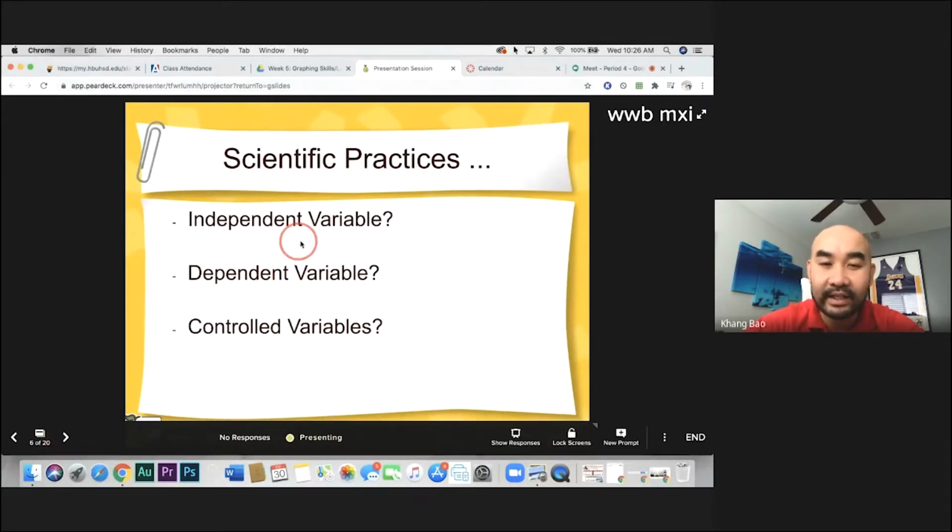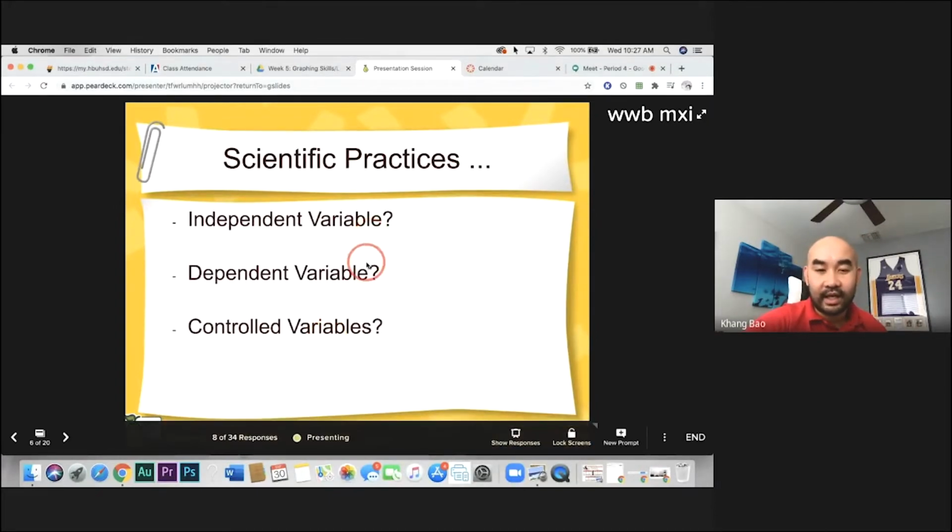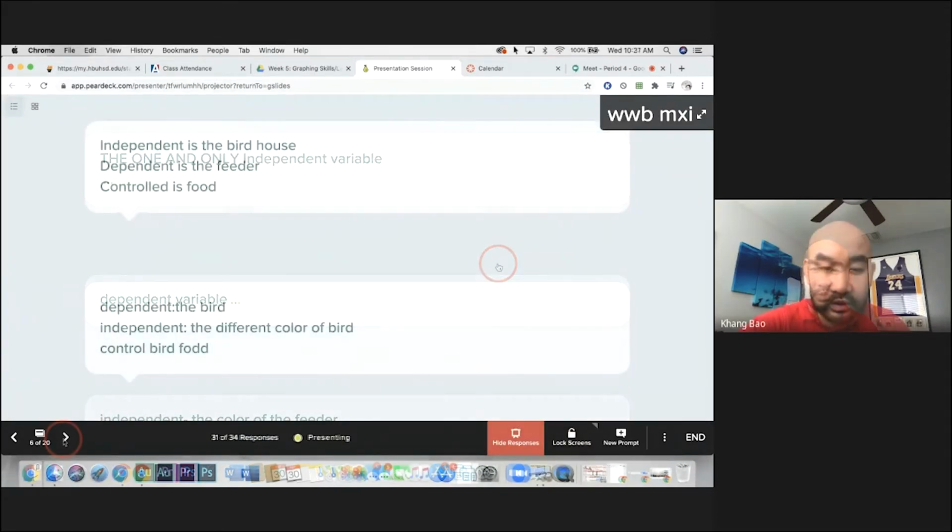Identify the independent variable, AKA change, something that's different. The dependent variable, AKA what I measure or observe. And the control variable is the thing that stays the same in that experiment. So go ahead, take 3 minutes. Respond. Let me know what would be the independent variable, dependent variable, and control variable for that experiment. Go ahead.